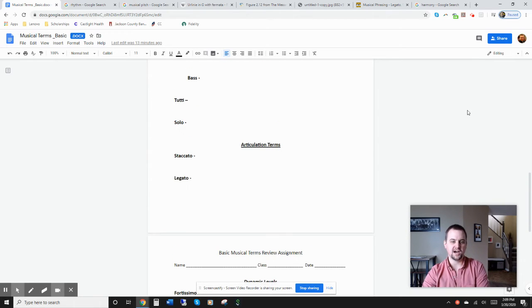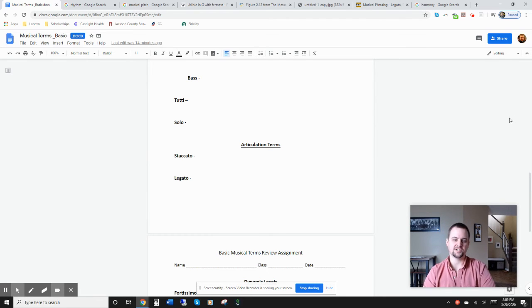Tutti, T-U-T-T-I, is another more of an instructional term when we're in the middle of rehearsal, and maybe I'm working with first sopranos, and I say, okay, now tutti, which means everybody or everyone sing. That's what it means. Everyone sing. Solo. A solo is a featured song or section, a song or section for one featured musician.